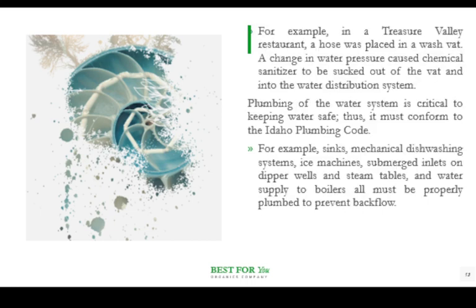For example, in a Treasure Valley restaurant, a hose was placed in a wash vat. A change in water pressure caused chemical sanitizer to be sucked out of the vat and into the water distribution system. Plumbing of the water system is critical to keep water safe. Thus, it must conform to the Idaho Plumbing Code. For example, sinks, mechanical dishwashing systems, ice machines, submerged inlets on deeper wells and steam tables, and water supply to boilers all must be properly plumbed to prevent backflow.